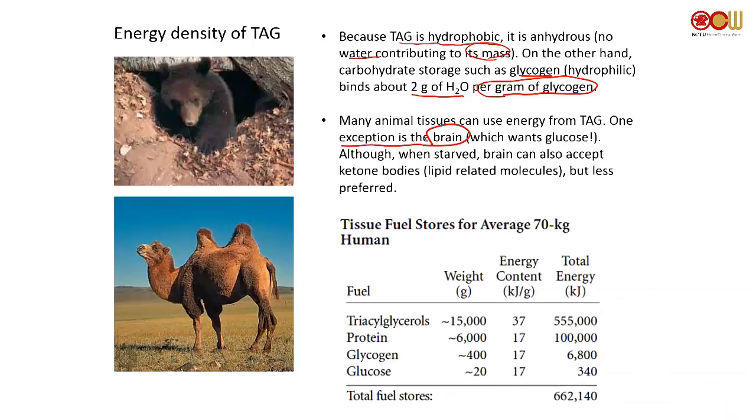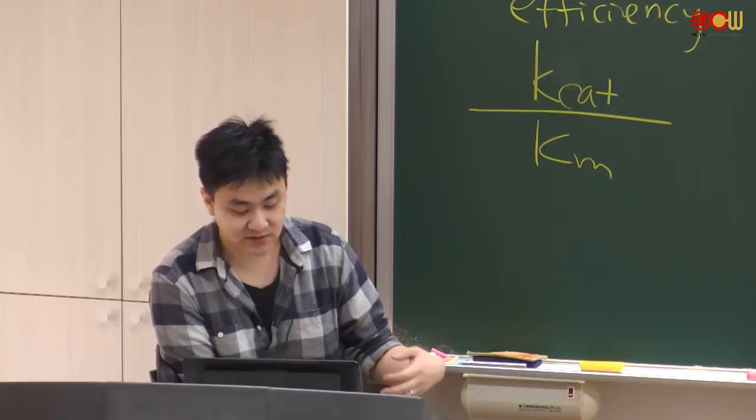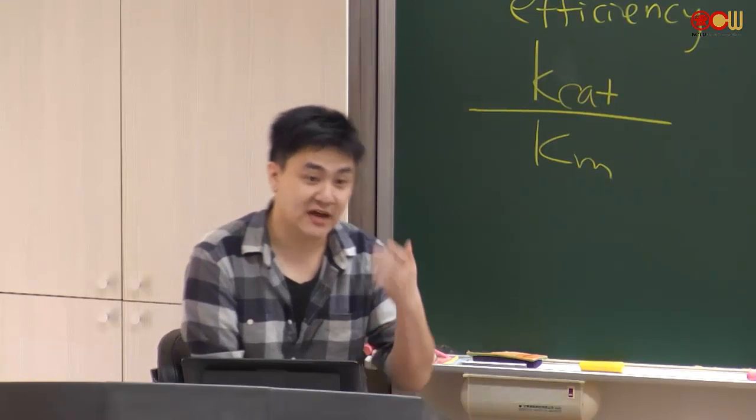So if we look at the tissue fuel in terms of energy density, what you can notice is that your triacylglycerol have a higher amount of energy per mass compared to everything else, compared to proteins, compared to glycogen, compared to glucose. So unfortunately, if you want to lose weight, it's actually quite difficult. You have to start from your diet.